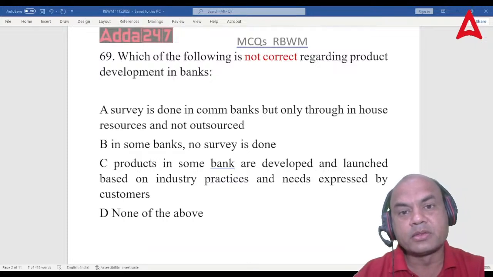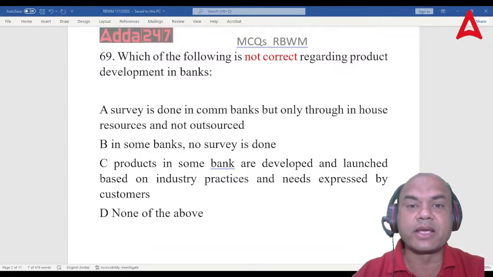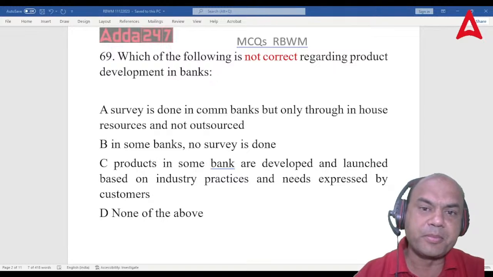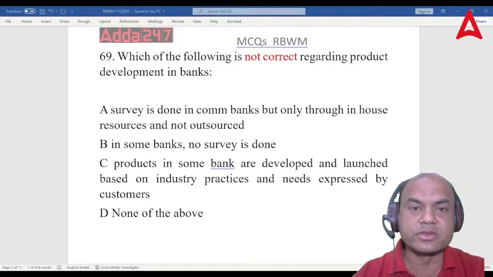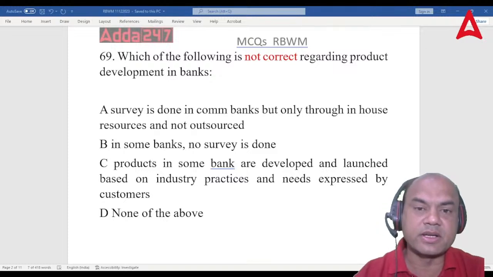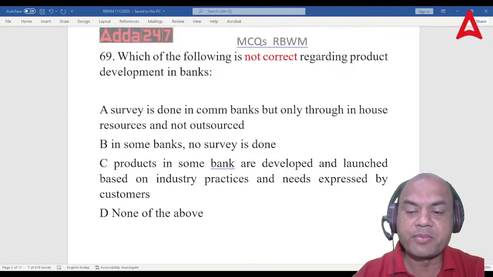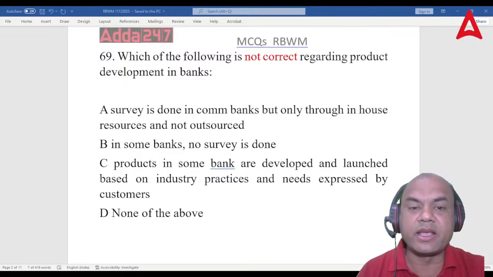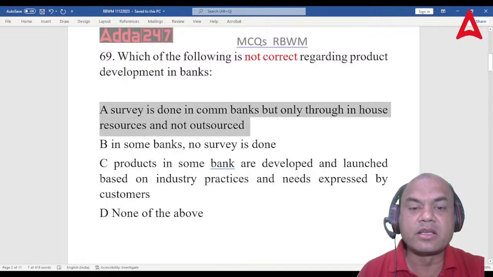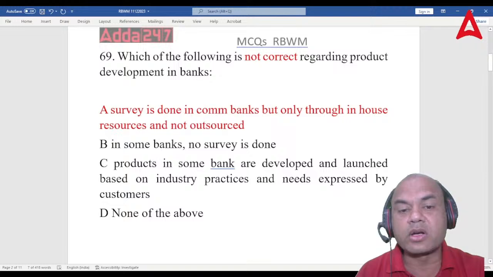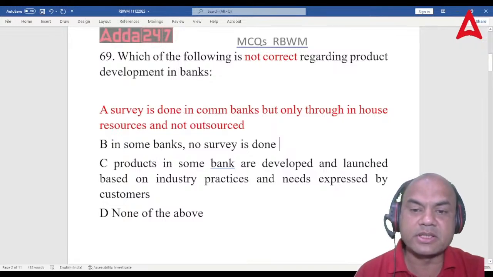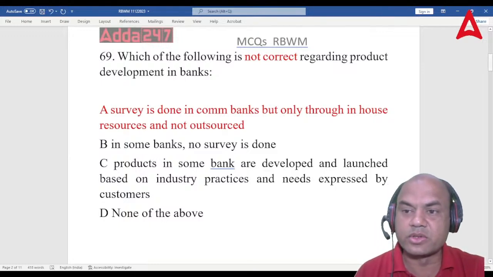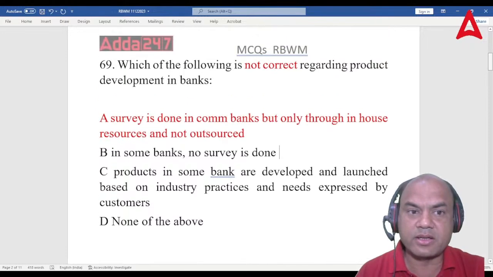Means whatever the major customers of the bank say, or the big customers of the bank say, this generally happens in cooperative banks again, and also in various new banks also. They develop the products fast. And last one is none of the above. So what should be the answer over here? The answer is A. Correct? Answer is A. Survey is done. This is not correct. Remember, it is not correct. Why? Because survey in commercial banks is not done in-house. It is outsourced. Okay? It is outsourced. Got it? Clear? Next one.